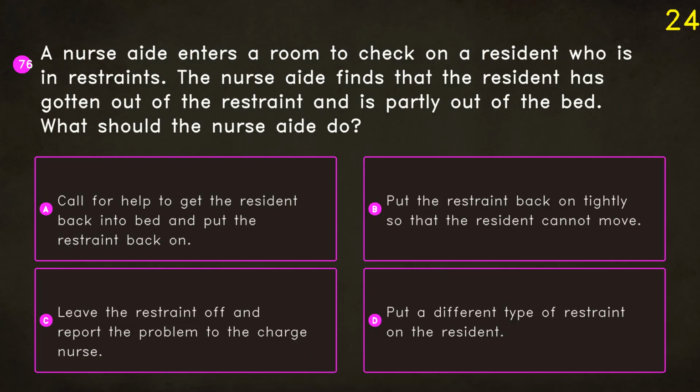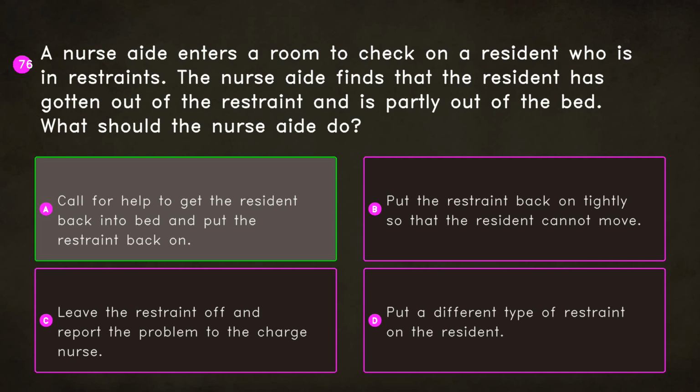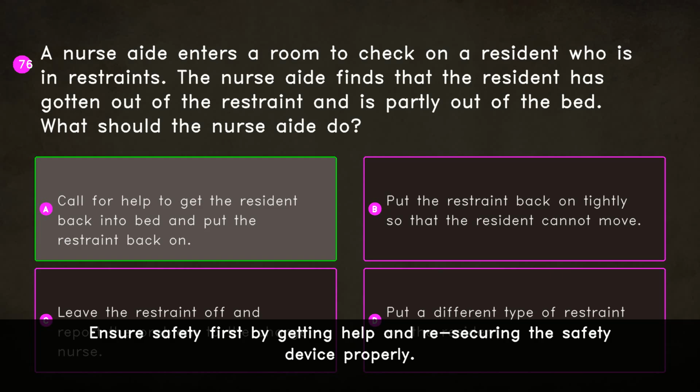Question 76. A nurse aide enters a room to check on a resident who is in restraints. The nurse aide finds that the resident has gotten out of the restraint and is partly out of the bed. What should the nurse aide do? A. Call for help to get the resident back into bed and put the restraint back on. B. Put the restraint back on tightly so that the resident cannot move. C. Leave the restraint off and report the problem to the charge nurse. D. Put a different type of restraint on the resident. The correct answer is call for help to get the resident back into bed and put the restraint back on. Ensure safety first by getting help and resecuring the safety device properly.